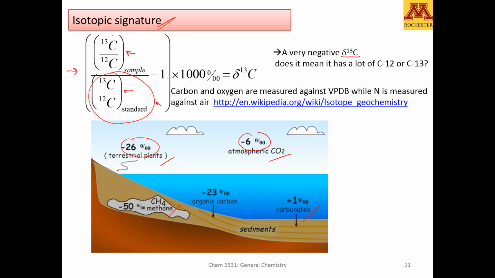If you have a ratio higher than 1, it means that the numerator is larger than the denominator. If your numerator is larger than the denominator, it means that you have a lot of carbon-13, or at least more than in the standard. Okay, so a positive isotopic signature means that there is a lot of carbon-13. A negative isotopic signature means that there is less carbon-13.